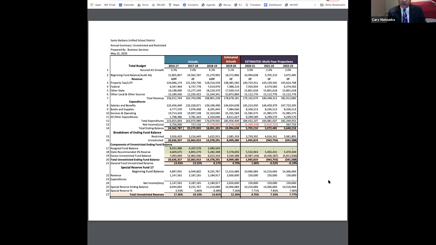Now, there is still a future look back. When we close the books on this year, cash will flow out because we didn't spend all our money. So I think the deficit spending for this year will end up down in the $3.7 million when everything's all said and done.